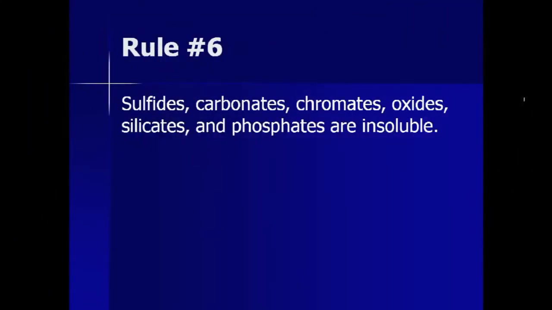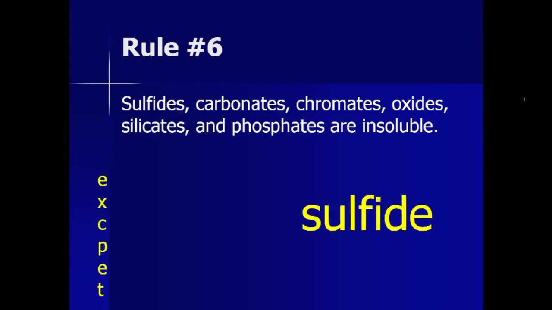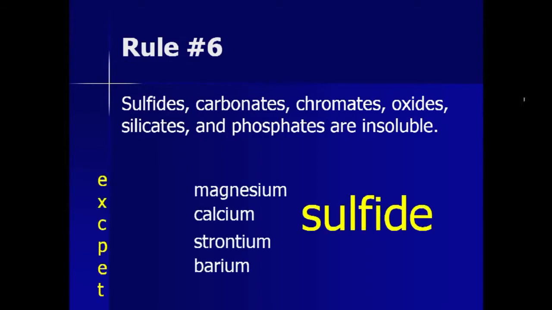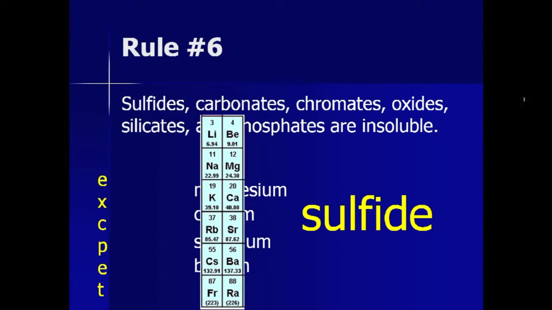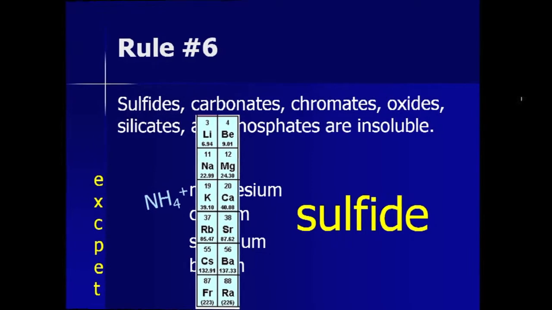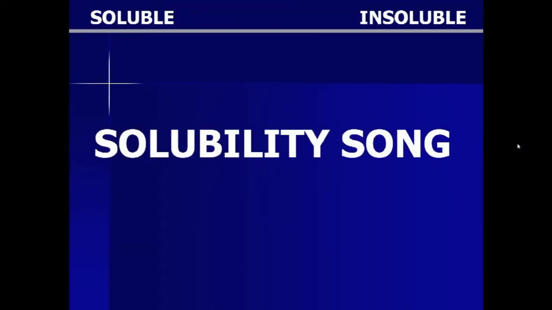And rule 6. Sulfides, carbonates, chromates, oxides, silicates, and phosphates are insoluble. Sulfide has some exceptions that include magnesium, calcium, strontium, barium, or basically the alkaline earth metals. Oh, and don't forget, rule 1 still applies. See? 6 simple rules. But just in case it isn't quite so clear, there is a song.